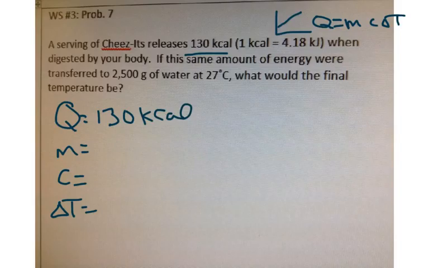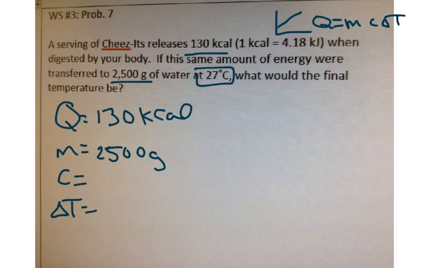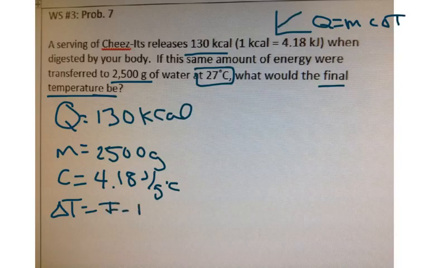Okay? If the same amount of energy were transferred to 2,500 grams of water, so that would be my mass, at 27 degrees Celsius, what would the final temp be? So I do know that it's liquid water. So looking at my sheet, I know that it's 4.18 joules per gram per degree Celsius. And I don't know my delta T, but I do know the formula is final minus initial. My T final in this case is what I'm trying to solve for, and my T initial is what was given to me, which was 27 degrees Celsius.